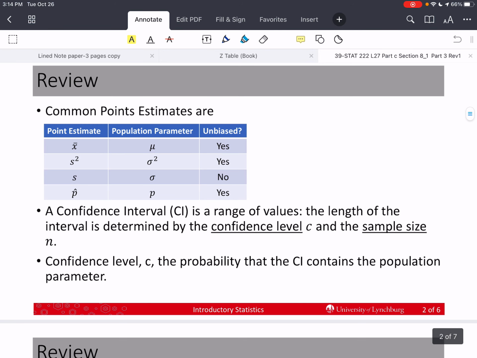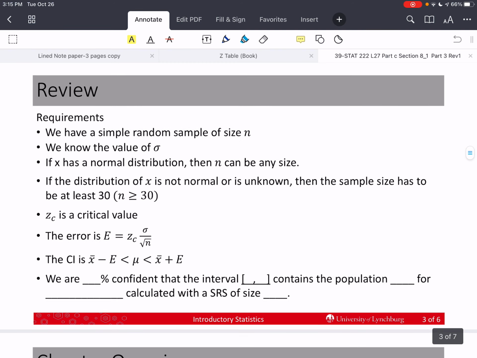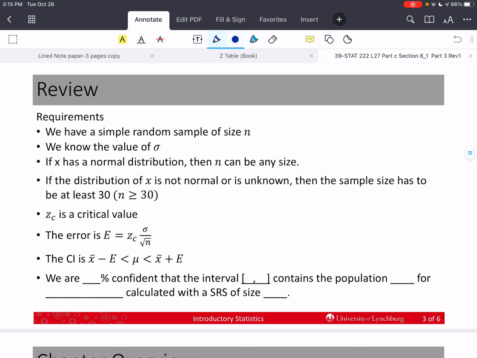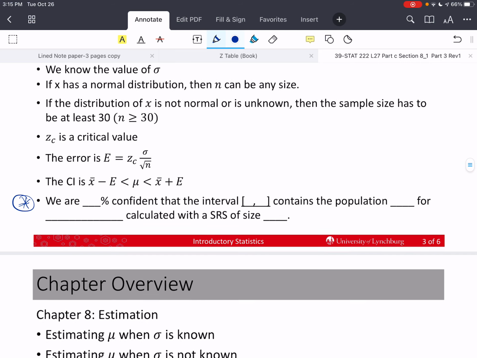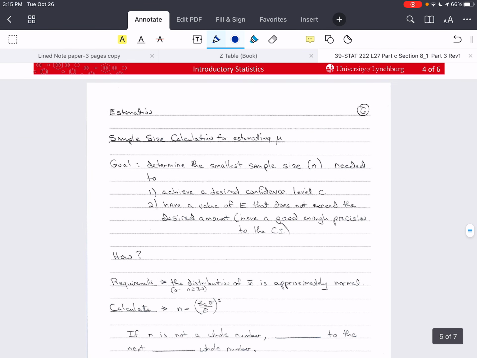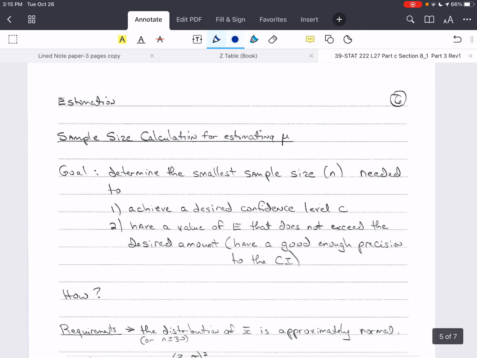So we've been talking about how to calculate a confidence interval for mu, the population mean, when we know sigma, the population standard deviation. And last time we did an example, and in addition to the calculations, we added the interpretation. So this is the standard sentence or model that you want to use to interpret a confidence interval. Okay? So what we're going to talk about now is something that you do before you do a study.